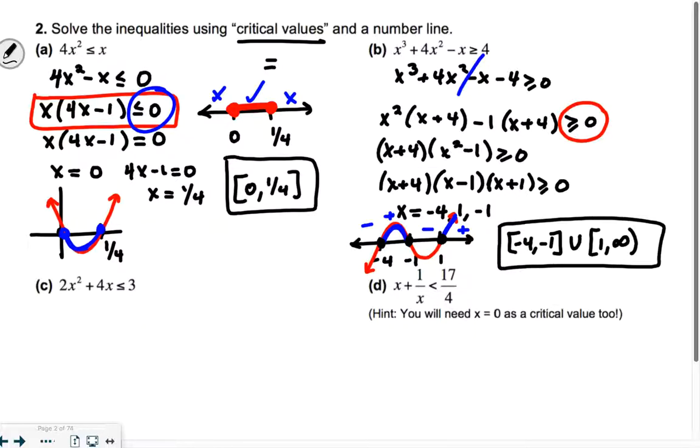Feeling pretty good with this? We do a lot of critical values in calculus. A lot. All right, so the next one. So I have 2x squared plus 4x minus 3 is less than or equal to 0. I call this my welcome to calculus problem.